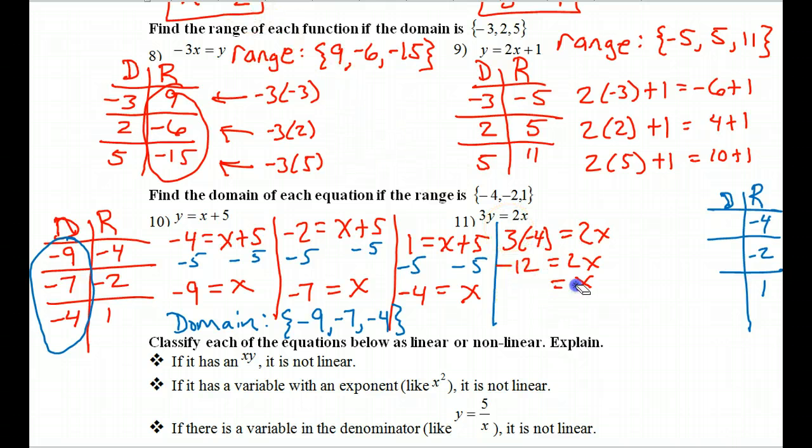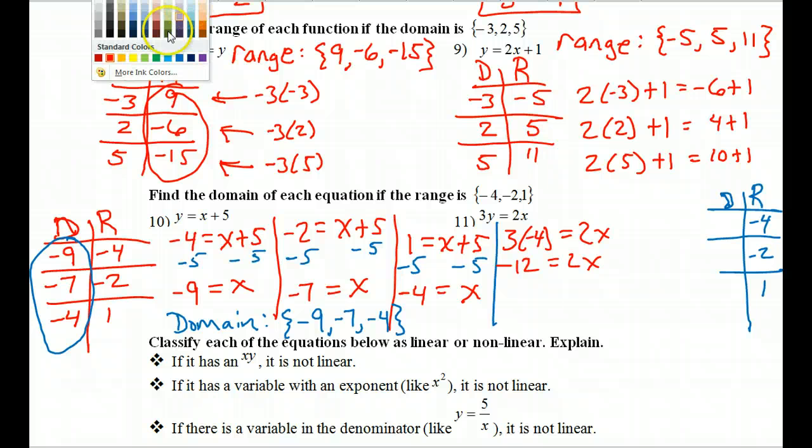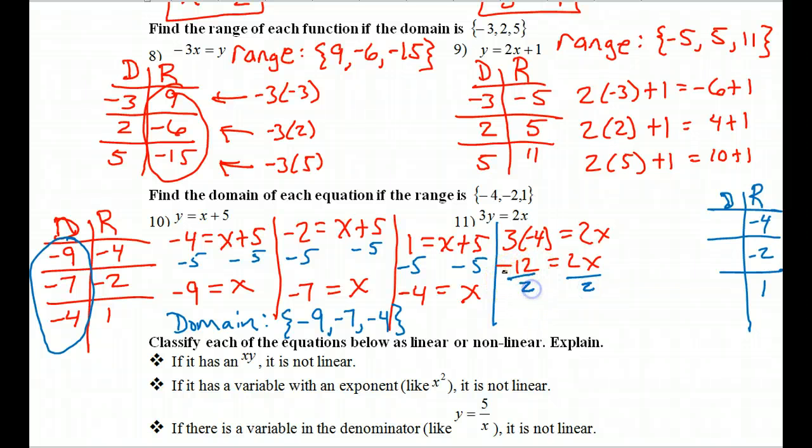I feel like I should have showed that. Yeah, so like I was saying, if I divide both sides by 2, like that, then that's going to give me x equals -6. So if the range value was -4, I'm getting a domain value of -6.